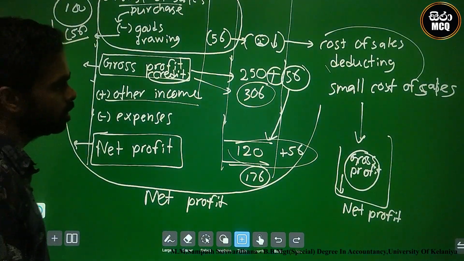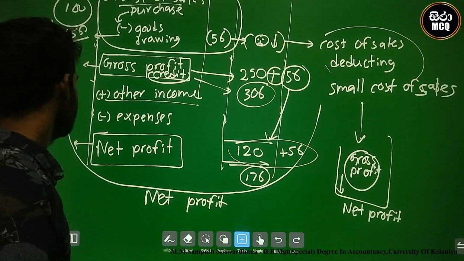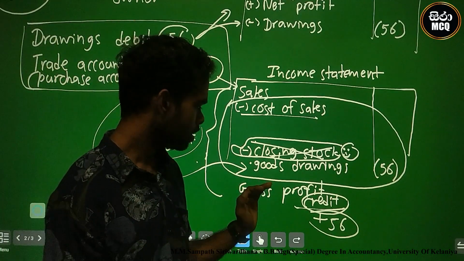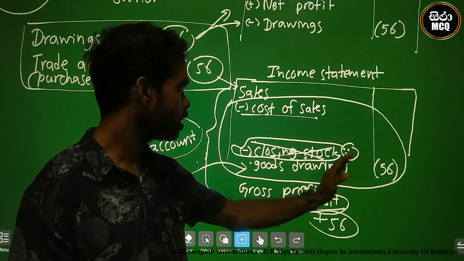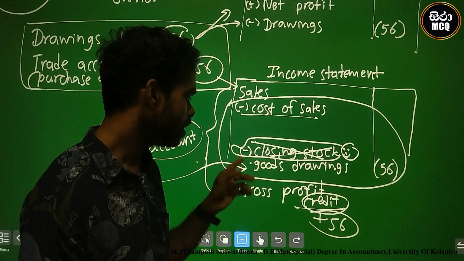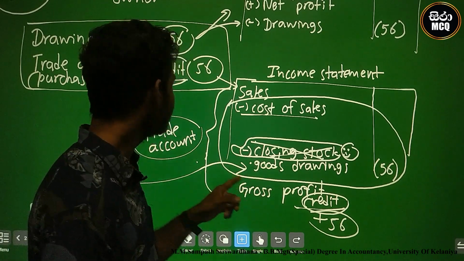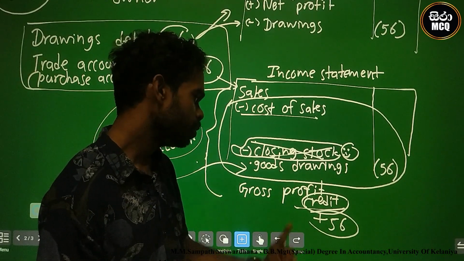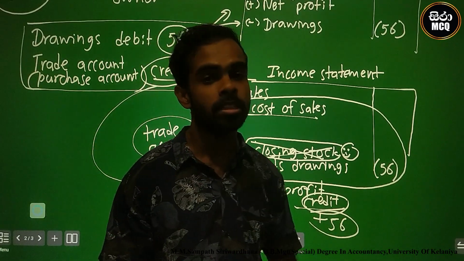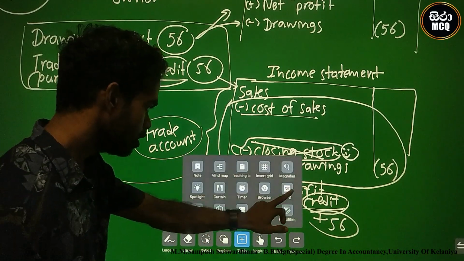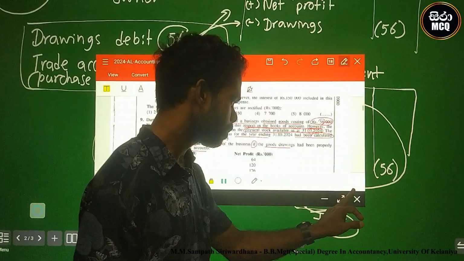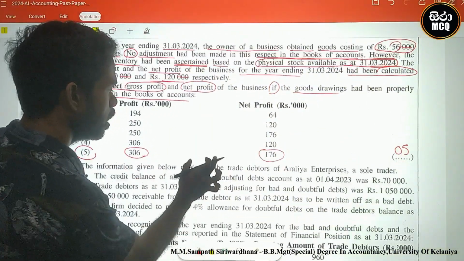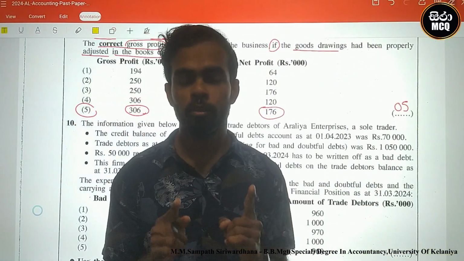There is a crucial point in this one. What does the double entry say? Double entry says trade account credit. Trade account means this sales, cost of sales and gross profit. The gross profit is credit there. At this time, the credit side impacts as an addition to gross profit. This is the answer. That is the discussion of question number 9. Let's see, after the next video, we meet question number 10.